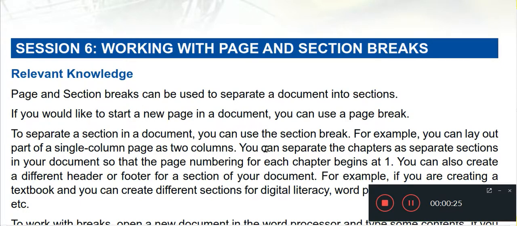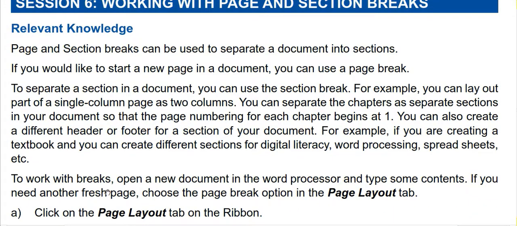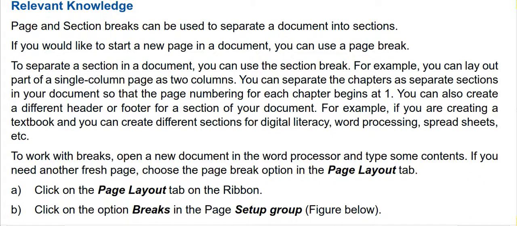You can separate chapters as separate sections in your document so that the page numbering for each chapter begins at 1. You can also create different headers or footers for sections of your document. For example, if you are creating a textbook, you can create a different section for digital literacy, word processing, spreadsheet, etc. So what you need to do, I'm going to show you here.